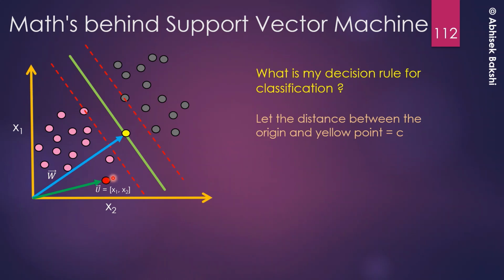Now you see, to understand this, first of all, we have to check what the length of U is. Because we all know the length of W is C. If the length of U is less than C, then it is on this side. If the length of U is greater than C, it is on this side. It's very simple. But the problem is that the direction of U is different from the direction of W. Right? So the first thing we have to do is make a correction on the direction of U.